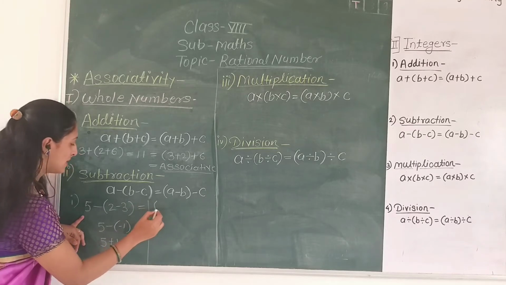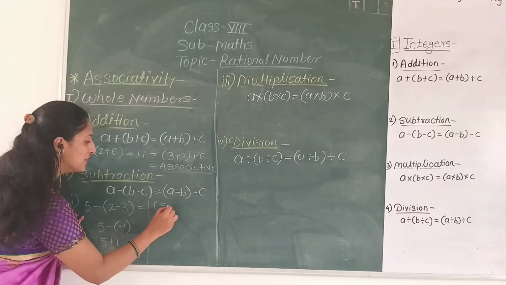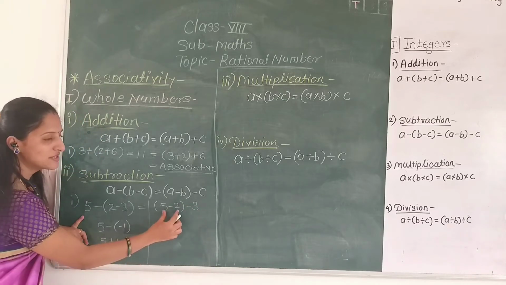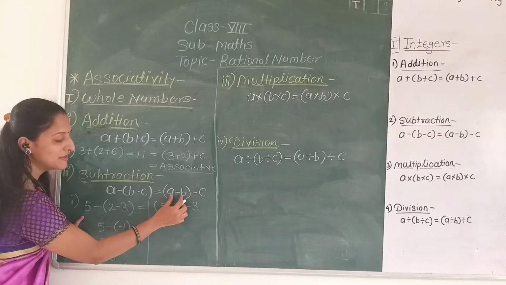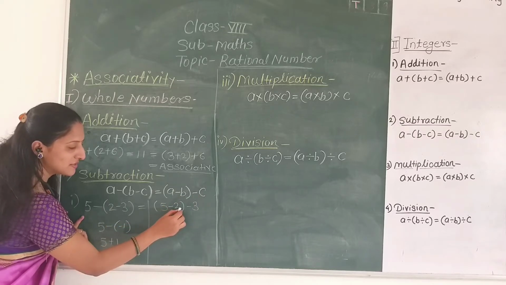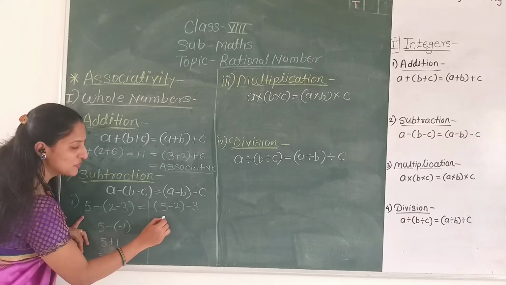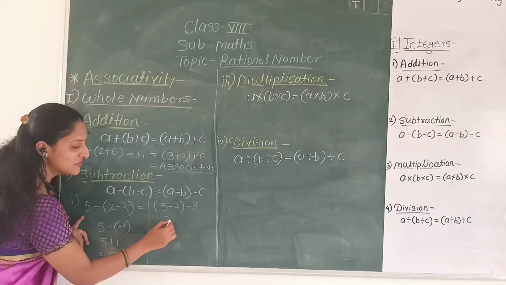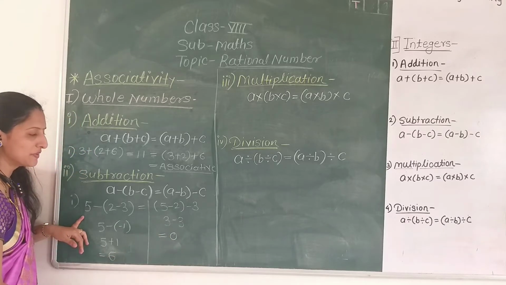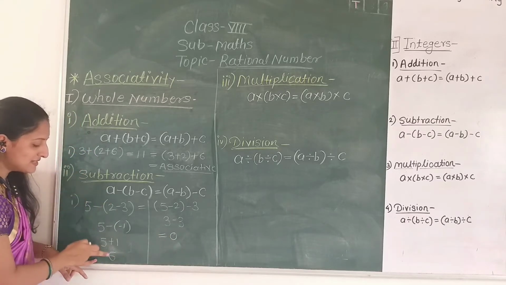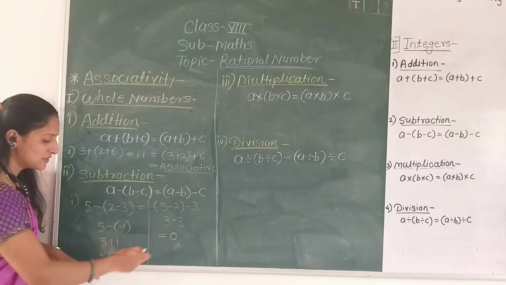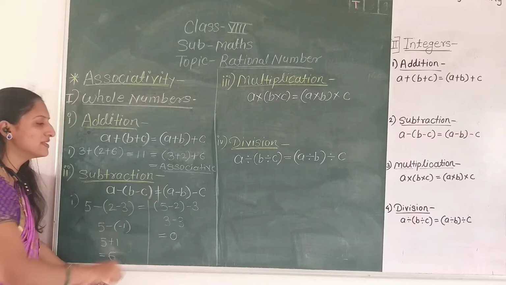Let us check the other grouping. Now I change the group here: 5 minus 2 minus 3. We subtract the first two numbers A and B, then I subtract C. So this bracket gives 5 minus 2, which is 3, and 3 minus 3 is equal to 0. That means here one side is 6 and the other is 0. So LHS is not equal to RHS.